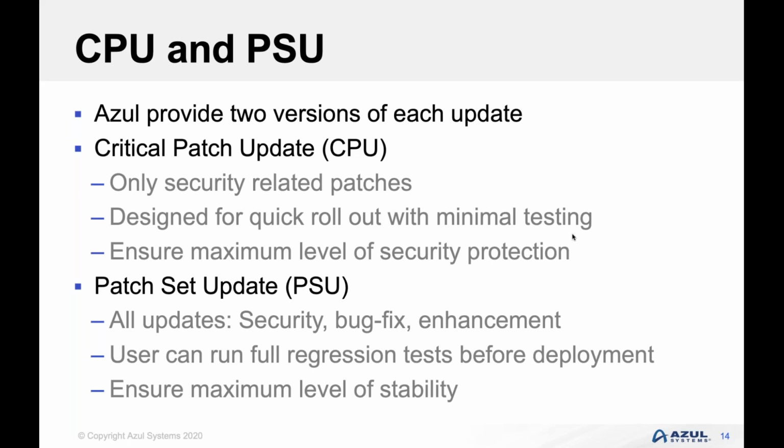By having the CPU that you can roll out very quickly if you need to, that means that you can then take more time to use the PSU and run maybe a full set of regression tests, check that everything works in exactly the same way on this latest update without having to worry about security issues and having to address those, so that you can be confident that your applications will run in the same way with this update. What that gives you is the maximum level of stability for your application. So the CPU is about maximum level of security, the PSU is maximum level of stability.